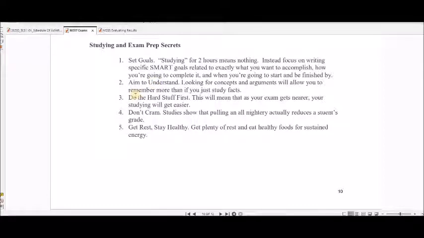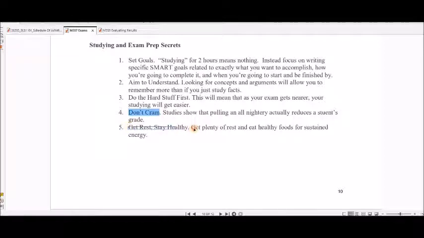Do the hard stuff first. This will mean that as your exam gets nearer, your studying will get easier. Now that's studying. Study the hard stuff first. Don't save it for last. I totally agree with that. And don't cram. Now, I will say that last minute studying is important, but cramming insinuates, I think I've told you guys this before, that you are only studying at the last minute. It's an absolute waste of time. There are studies to suggest it would be better to just simply not cram.